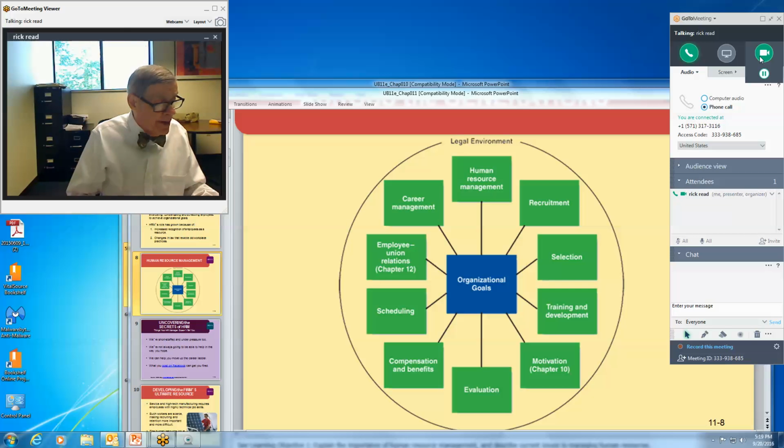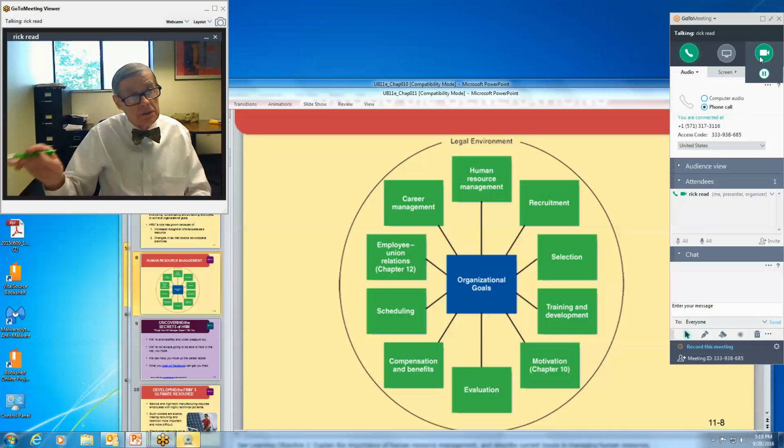On top of page 301, the figure 11.1, which we're looking at here on the slide, shows organization goals, and then the different things that we're going to talk about within this chapter, what we discussed in the last chapter, and what we're going to talk about in chapter 12.